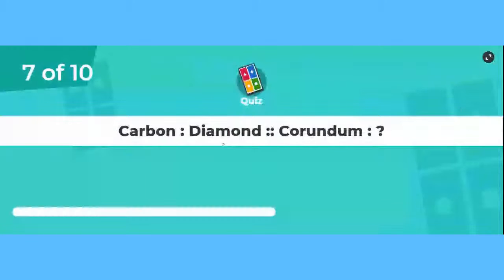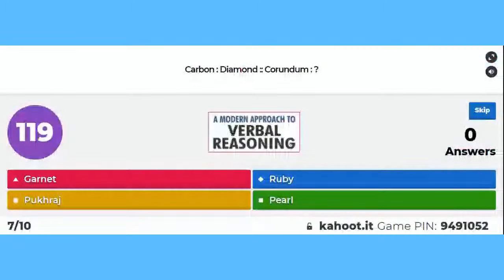Carbon is to diamond as corundum is to. Diamond is made through carbon, and which gem is made through corundum? Guess the answer.